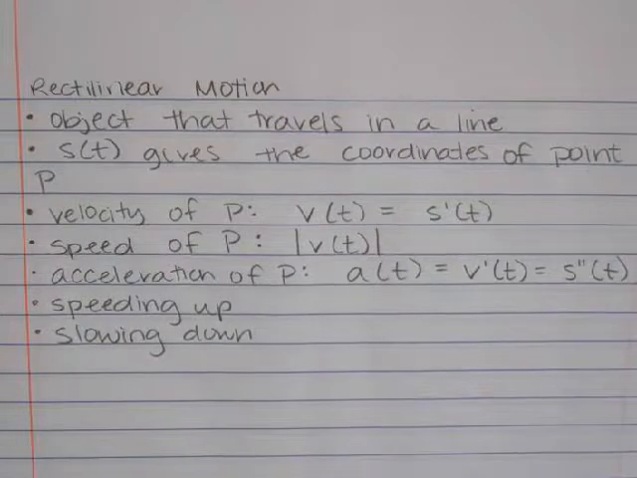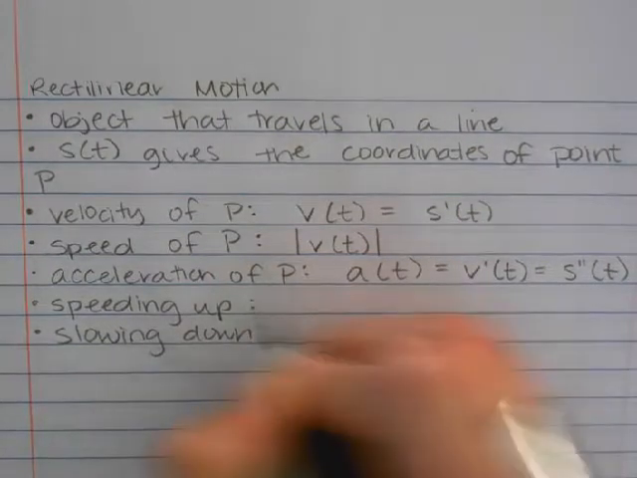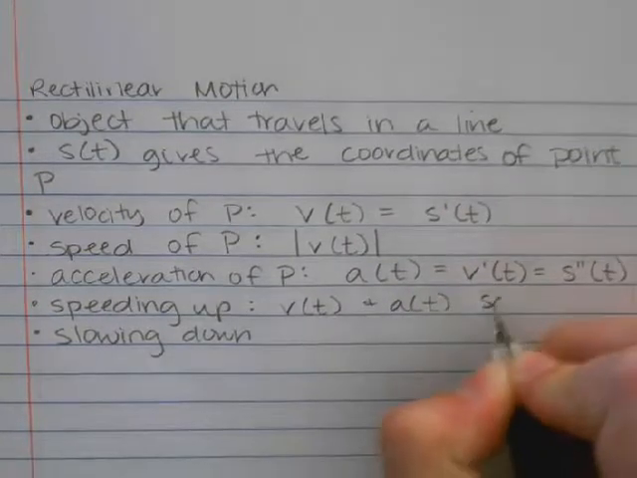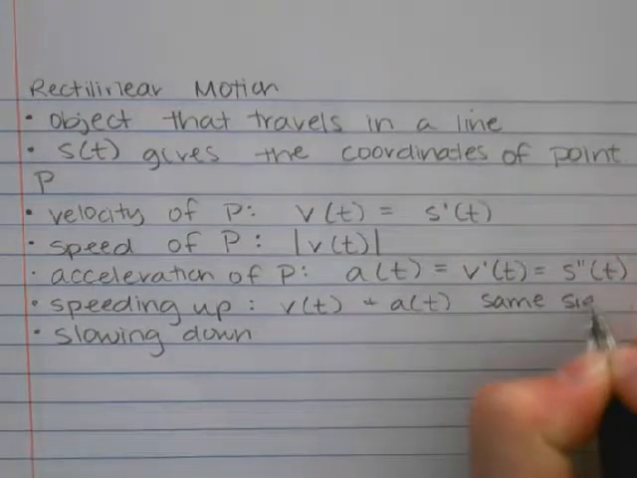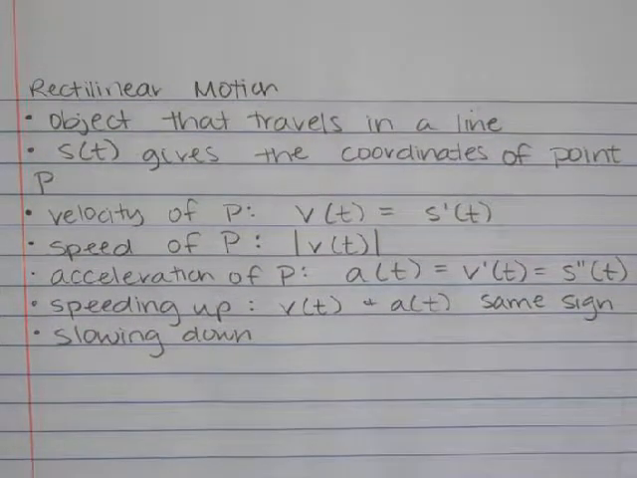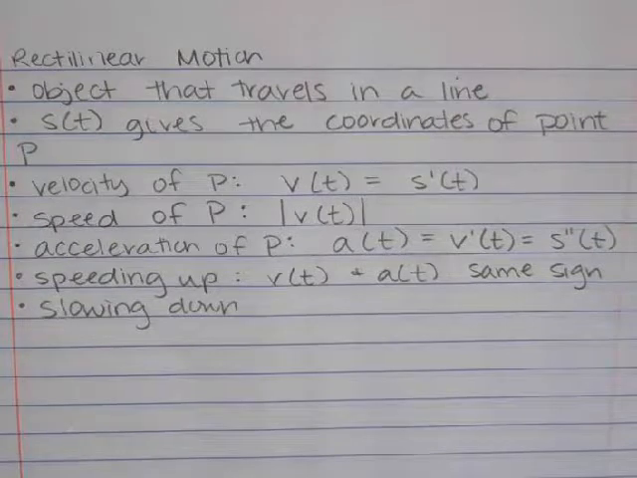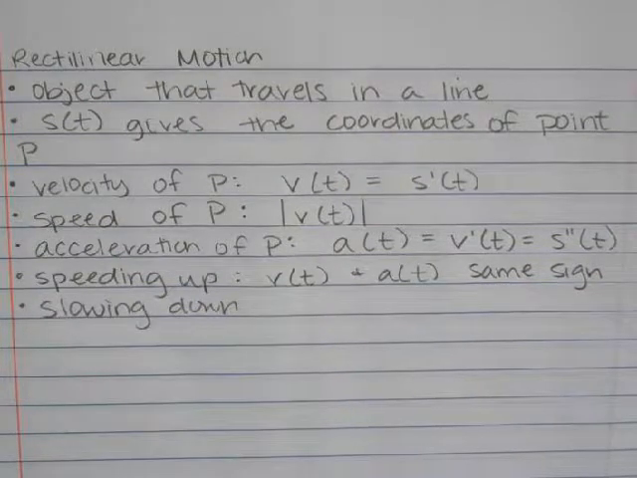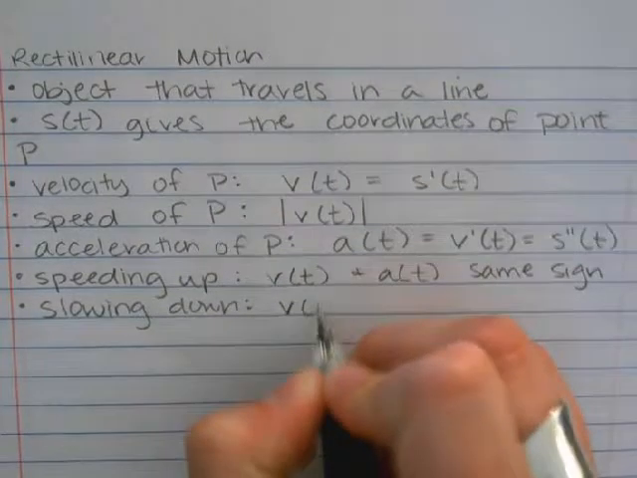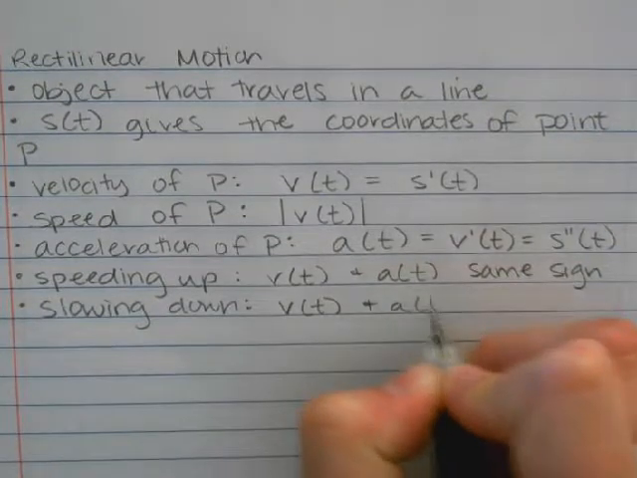So you know that you are speeding up if the velocity and the acceleration have the same sign. So if the velocity is positive and the acceleration is positive, then the object itself is going to speed up. If your velocity is negative and your acceleration is negative, then this particle is going to look like it's speeding up. It's just doing so in a negative direction. Okay? The object itself is going to be slowing down if the velocity and the acceleration have opposite signs.